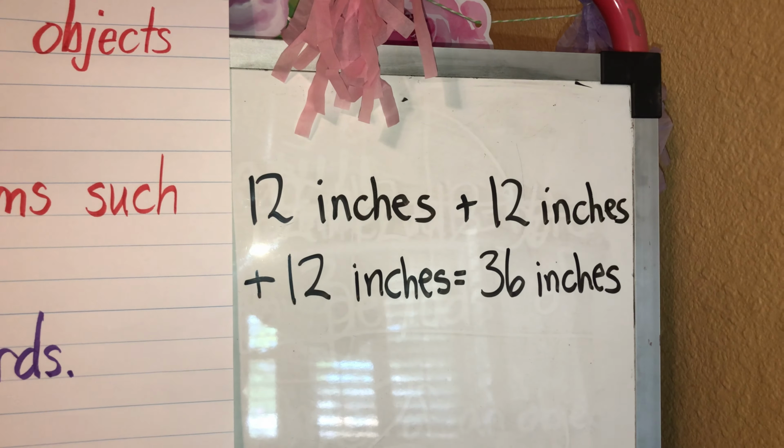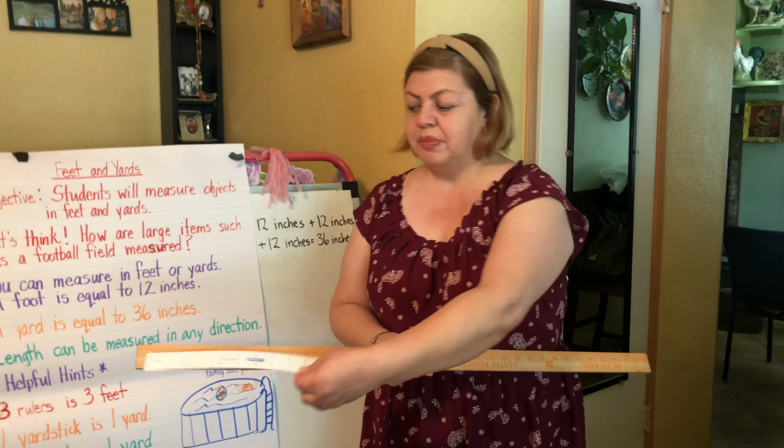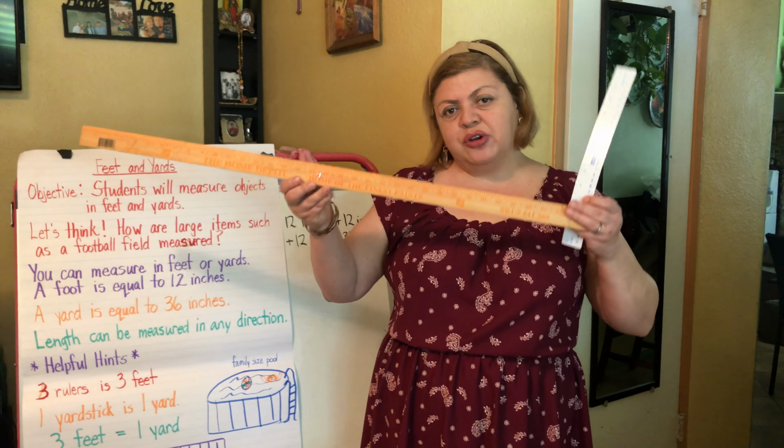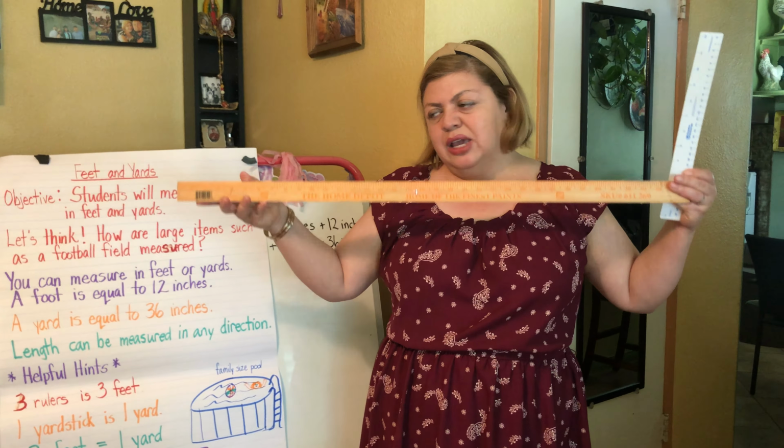So if I were to put 3 of these right next to each other, it would equal a yard. 3 rulers is 3 feet, and 3 feet is 1 yard. 1 yardstick is a yard. So this is actually called a yardstick. The measurement that it has is 1 yard, just like 12 inches is called a ruler. And 3 feet equals 1 yard.